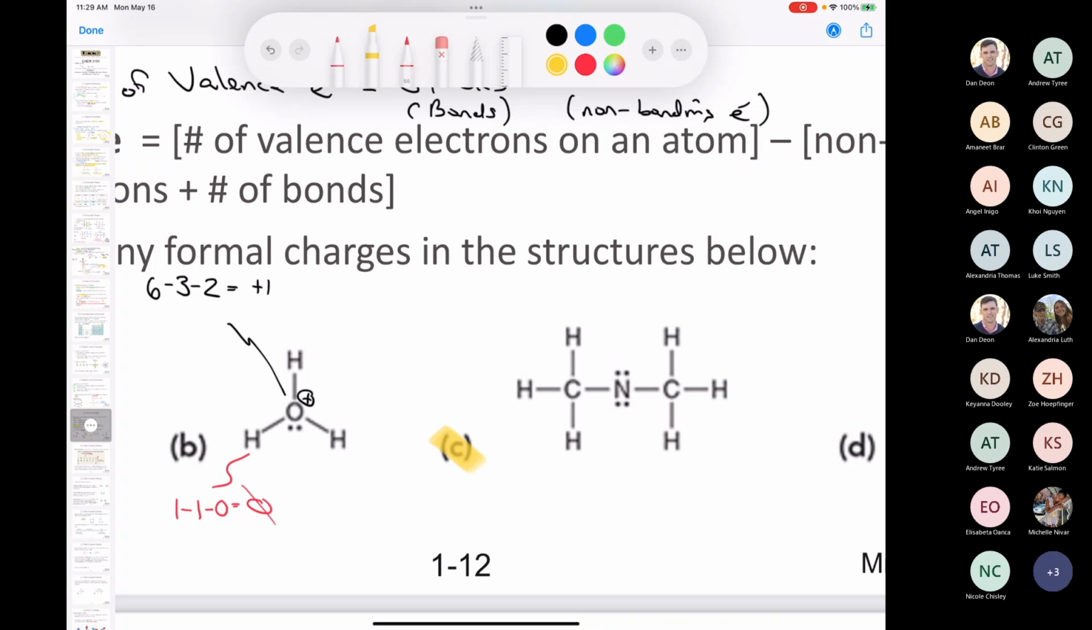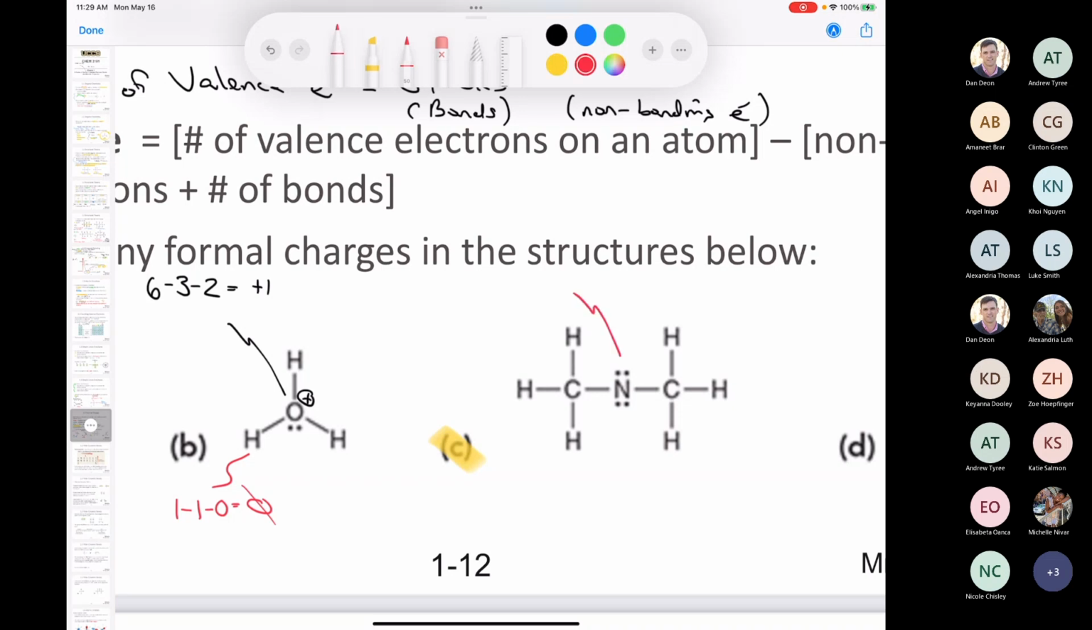Are there any formal charges in this one? I think there's one formal charge in C. Yeah, thanks, Andrew. There's a -1 charge. On which element? Exactly. There's a -1 charge on the nitrogen. Thanks, Luke. Great. Yeah, absolutely.